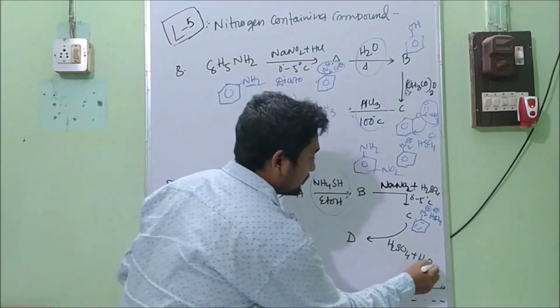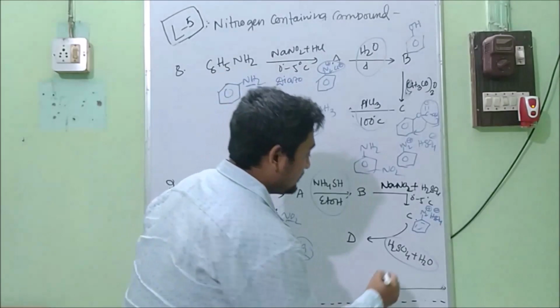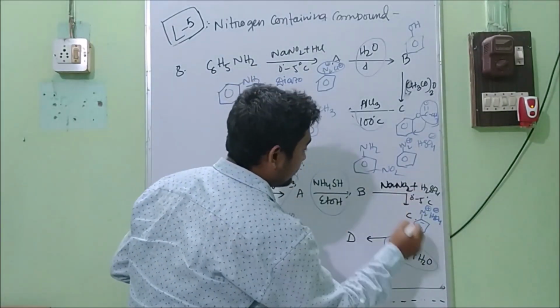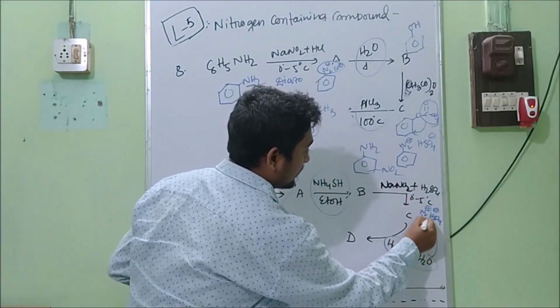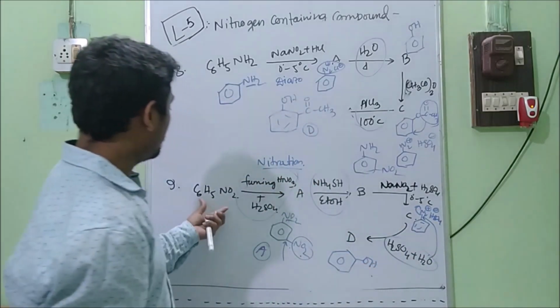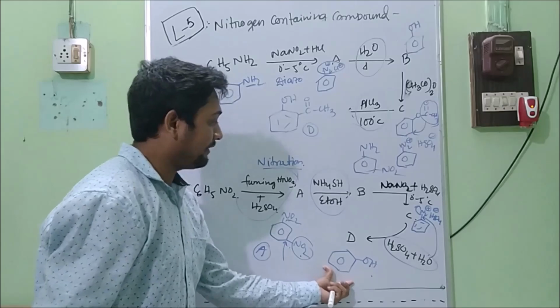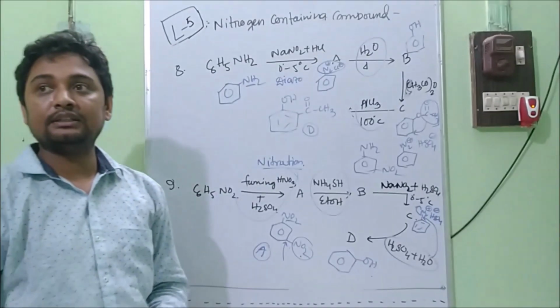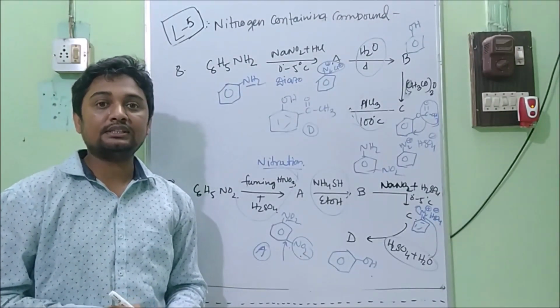Now dilute H2SO4. That means what will happen here? Water molecules will attack here and N2 will go out. So there will be OH on the benzene. So from nitrobenzene we have converted into phenol. So this is about the organic conversions.